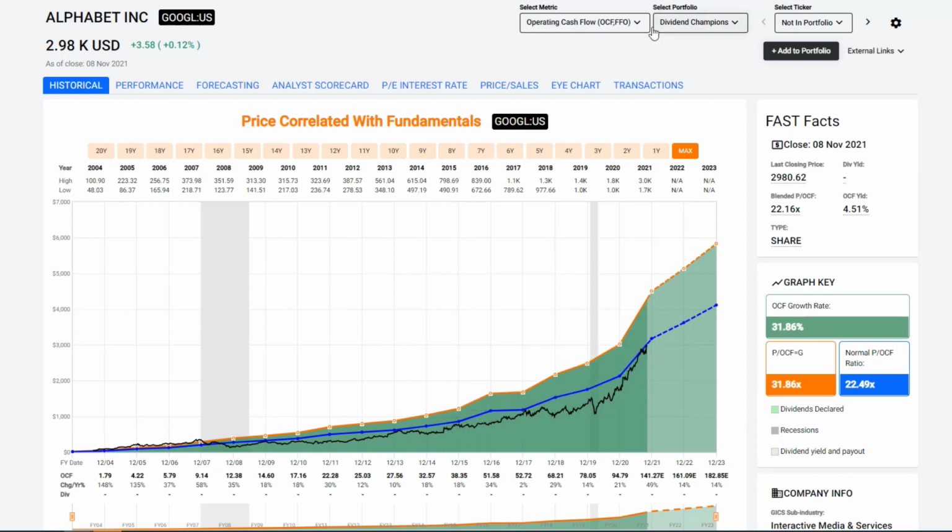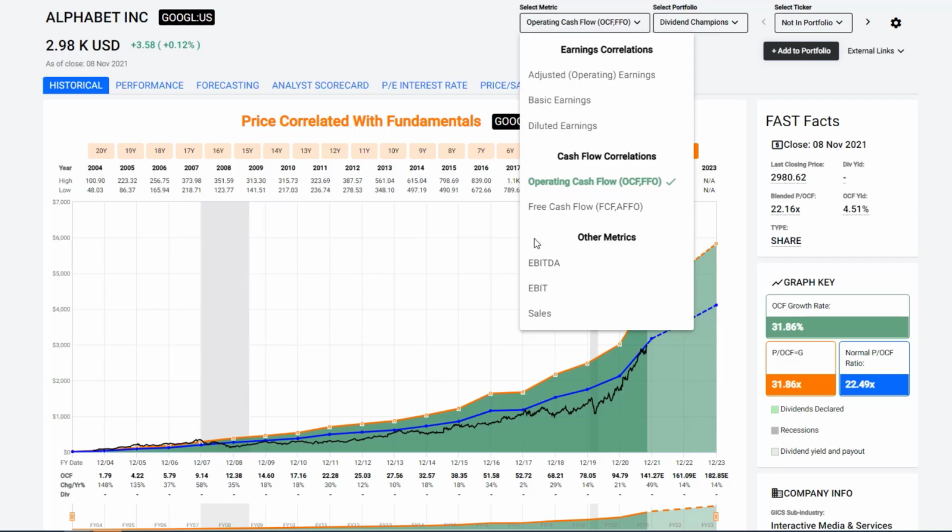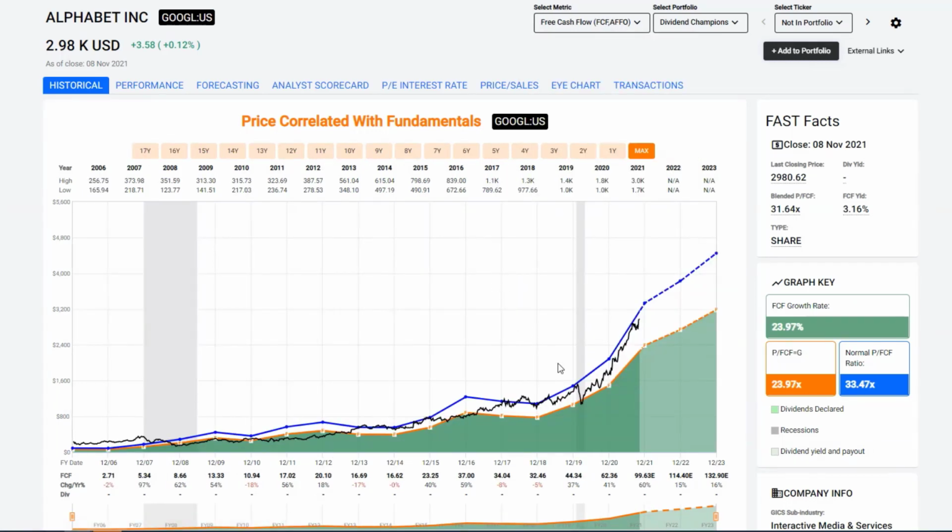That's important. I'm going to go in and look at free cash flow and free cash flow growth, and you'll see that free cash flow is growing about 24%. But once again, I get a nice correlation between price and cash flow. The company normally trades at a much higher price to cash flow than its growth rate. That's just, again, the nature of the beast as I'm looking at it.